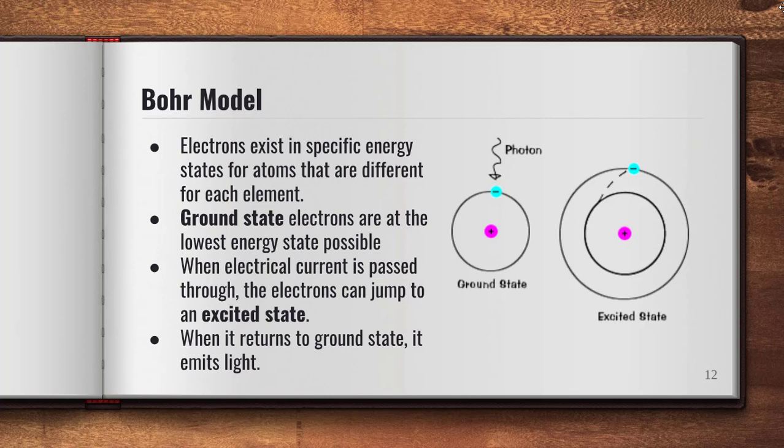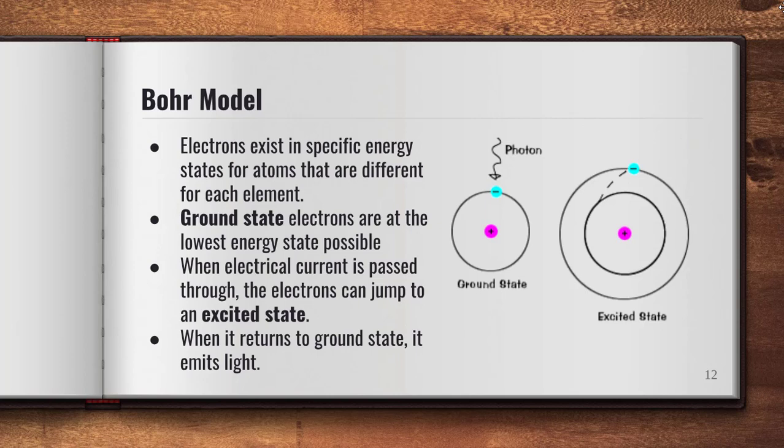Electrons at the lowest possible energy state are known as ground state electrons, and when an electrical current or a photon hits one of those electrons, it provides it with energy. And when it provides it with energy, the electron can jump to an excited state, which is further away from the nucleus. When the electron releases that energy back, it goes back to the ground state, but it emits light.